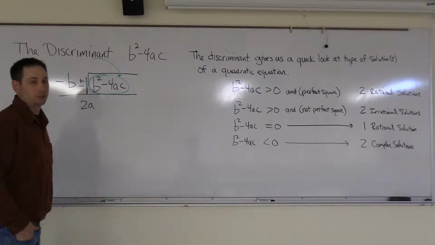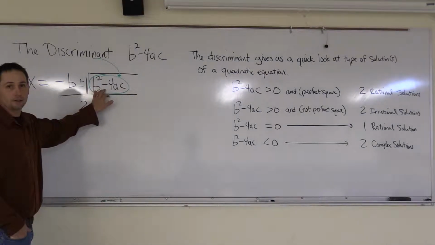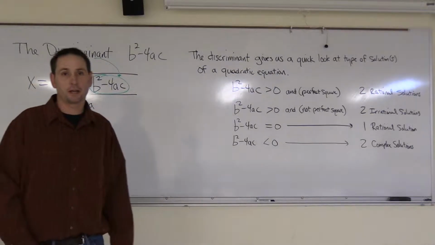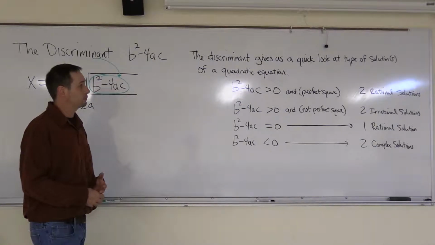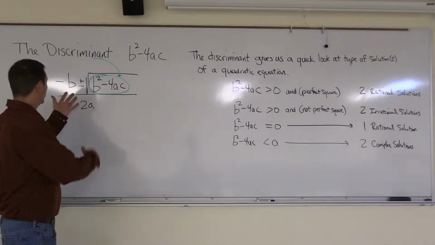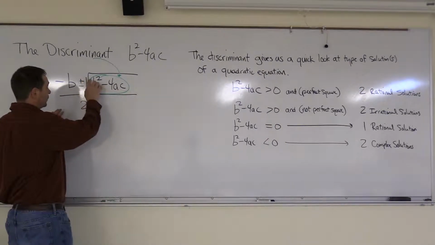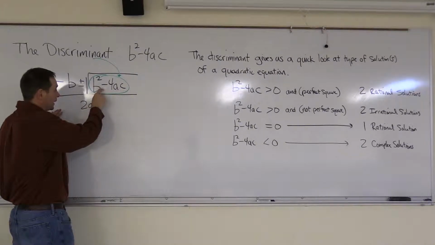In this video, we'll look at the discriminant. The discriminant is actually the radicand underneath the root in the quadratic formula. The discriminant gives us a quick look at what type of solutions a quadratic equation has. If you analyze the quadratic formula, the discriminant is just b squared minus 4ac without the root symbol. It's just the radicand.